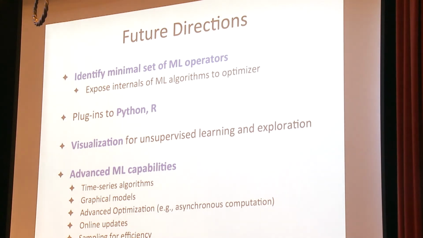So future directions here. There's a lot of open road in front of us in terms of what we can do in building a machine learning library on top of Spark. So first is, we want to identify a minimal set of machine learning operators. Think of this as, what's the relational algebra for machine learning? What's the minimal set of things you need to be able to represent these algorithms? And then this could allow us to expose internals of these machine learning algorithms to a more traditional database query optimizer. Certainly we want to plug into other existing languages and frameworks, so it would be really nice to have really easy interop with Python or R.